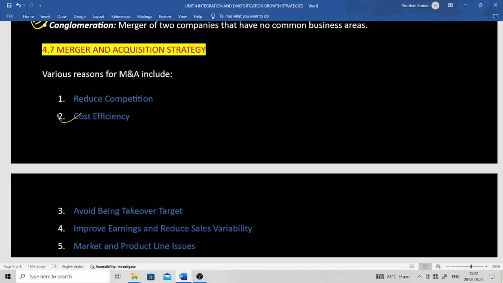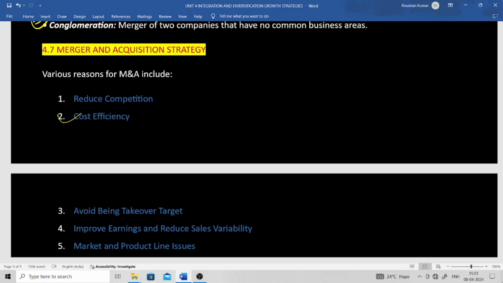Then you have the third one, avoid being a takeover target. If the targeted firm invests existing funds in a takeover, it has the effect of discouraging other firms from targeting it, because it is now larger in size and will therefore require a larger tender offer.